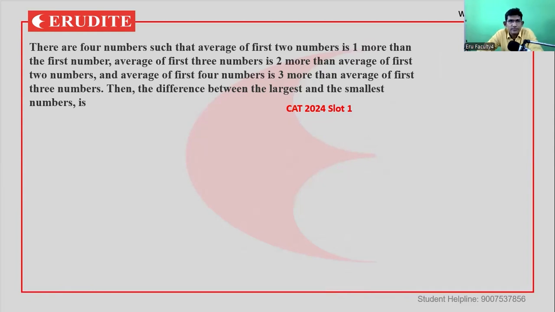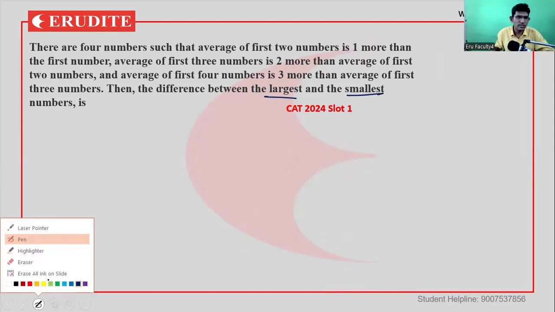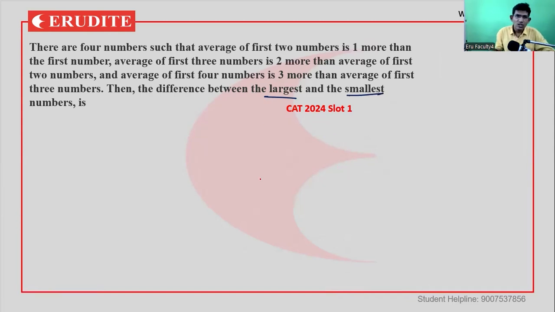So it says, there are 4 numbers such that the average of the first 2 numbers is 1 more than the first number. The average of the first 3 numbers is 2 more than the average of the first 2 numbers. And the average of the first 4 numbers is 3 more than the average of the first 3 numbers. Then the difference between the largest and the smallest number is what? So let's take the first number as A.